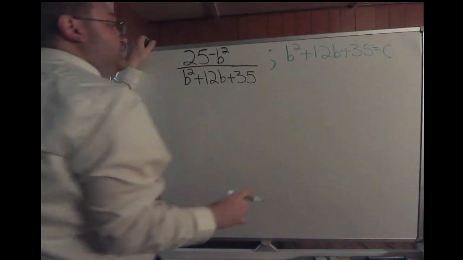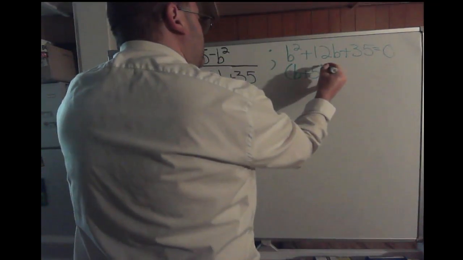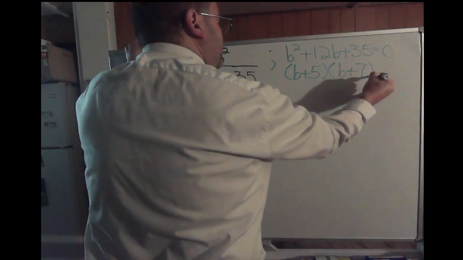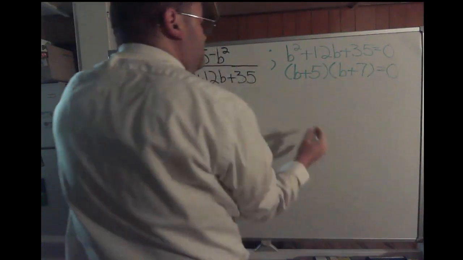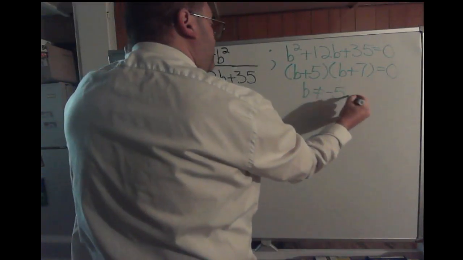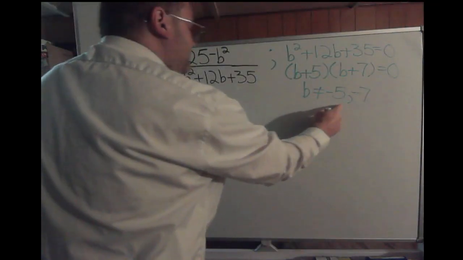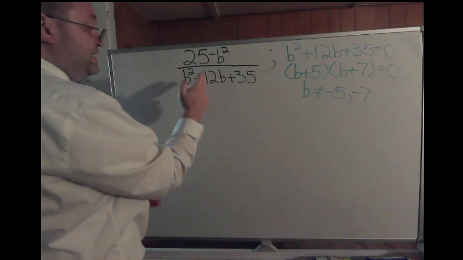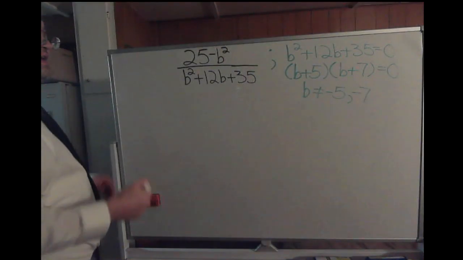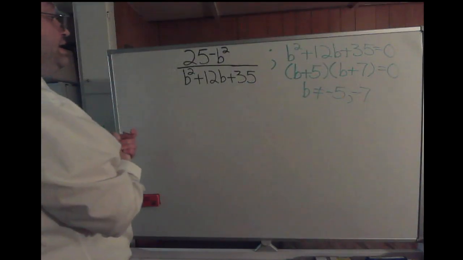We need to factor this. You would get the quantity of b plus 5 times the quantity of b plus 7, set equal to 0. That means b cannot equal negative 5 or negative 7. If b equals either one of those, negative 5 or negative 7, you get a 0 in the denominator, therefore rendering the expression undefined.